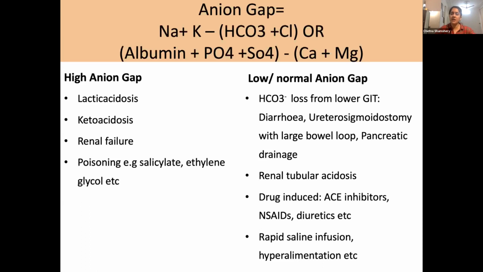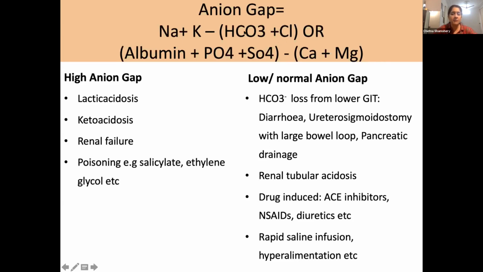That means there is metabolic acidosis, but the sodium, potassium, bicarb and chloride combination remains stable. That is a condition of normal anion gap metabolic acidosis. So in those cases, the bicarbonate will go down, but it will be compensated by the body retaining the chloride ions. So invariably for a normal anion gap, the bicarbonate is lost from the body.